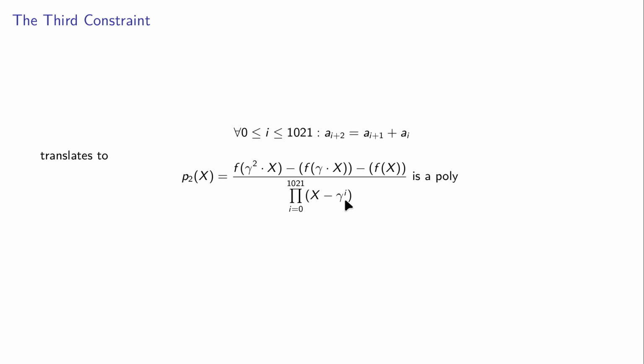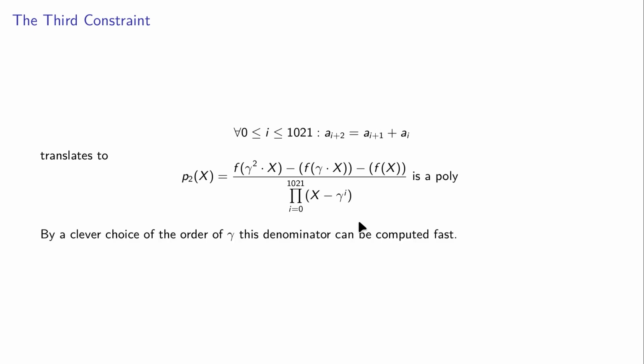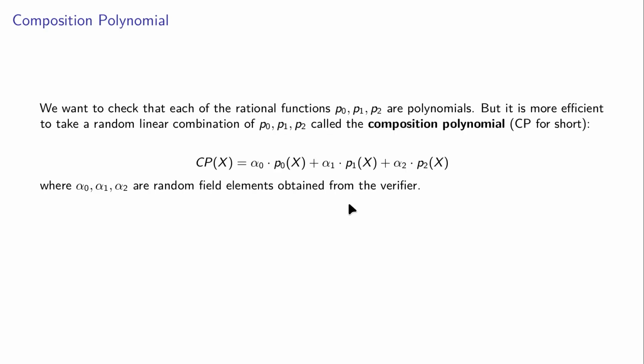1021. Now, of course, it's a horrendous product, but by some clever trick and choosing the value of gamma correctly, this product can be computed fast. Now, we have these three conditions, and so we get these three rational functions P0, P1, and P2, and we want to be convinced that they are indeed polynomials, so that this division is working out well.